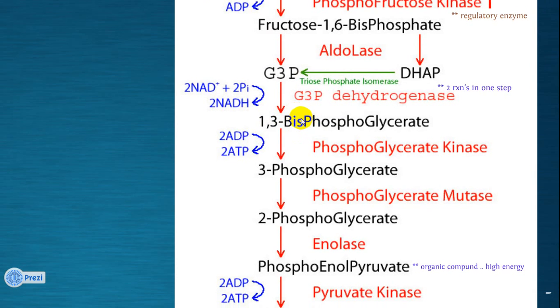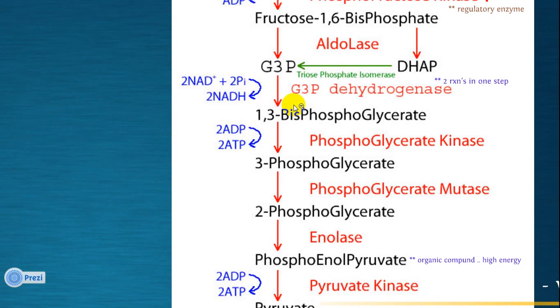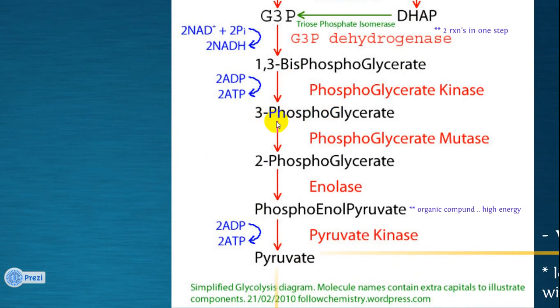Now the 1,3-bisphosphoglycerate is a high energy organic compound. It can produce ATP. We can take the phosphate group from this compound and give it to an ATP. The enzyme that will do this is phosphoglycerate kinase. Remember that kinase is an enzyme that can take a phosphate group from ATP, but here we don't have ATP. So it will take the phosphate group from this compound and give it to the ADP. And so we will have the first 2 ATP here. Now it will produce a compound named 3-phosphoglycerate. Why? Because we just lost 1 phosphate.